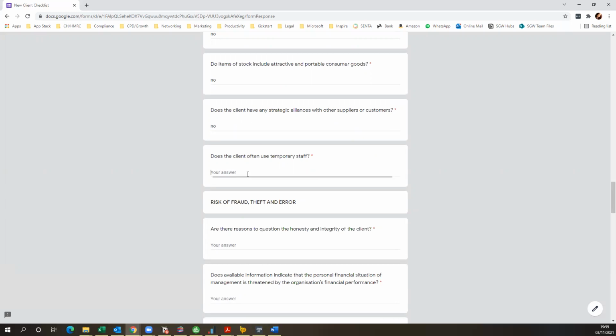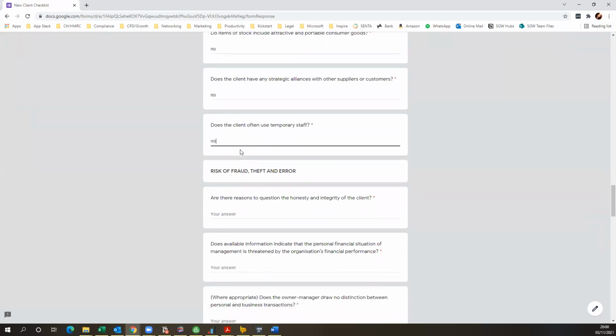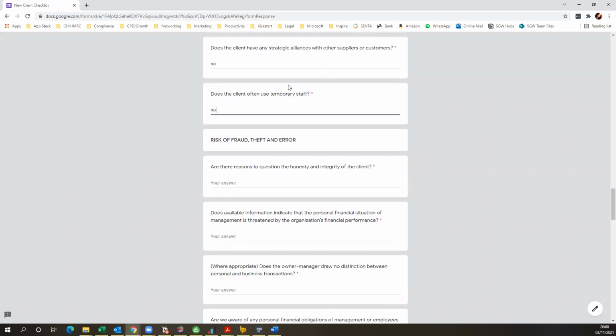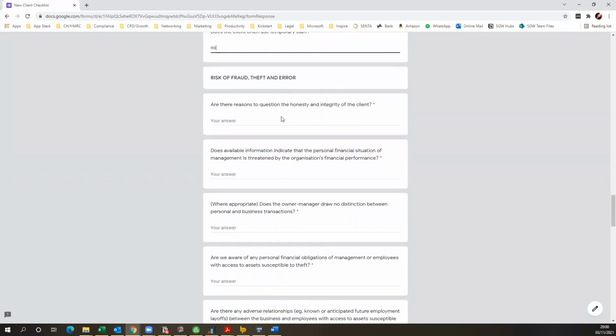Does the client often use temporary staff? The risk here being if they've got lots of temporary staff coming in and out, that means lots of change. If there was something dodgy going on within the company, like a lot of theft, temporary staff wouldn't see much of a pattern, so would be less likely to raise any issues. Obviously, just because there's lots of temporary staff doesn't mean there is an issue, but any issues would be less likely to be picked up than if you had a lot of long-standing staff.